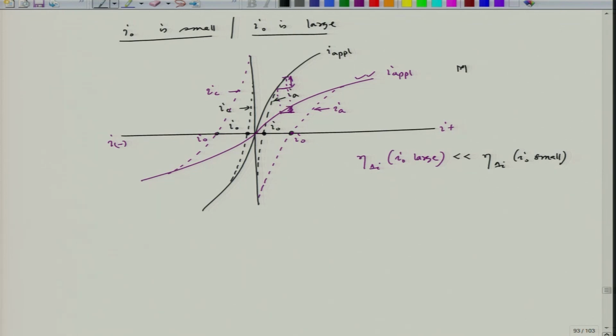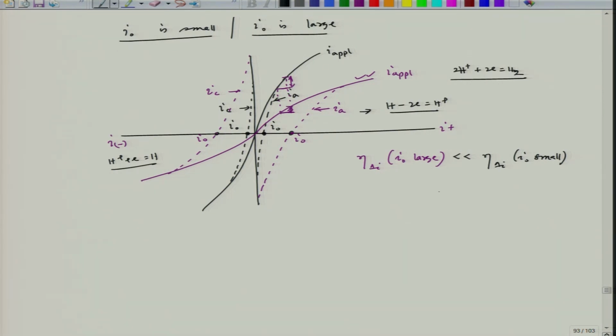Now, that means if I0 is very large for that reversible process, let us say I consider the hydrogen evolution reaction, H plus 2e equal to H2. In one case I0 is very large, in another case I0 is very small, and this side indicates H minus 2e equal to H plus, and this side is H plus e equal to H. So, this is the cathodic, this is the anodic process.